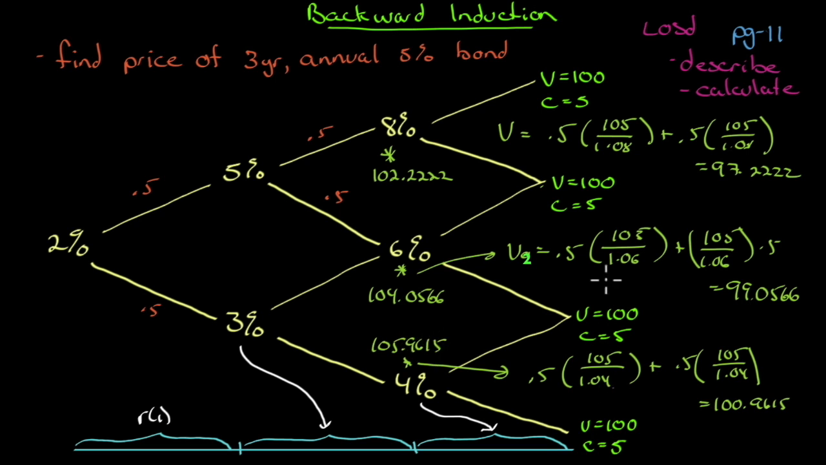105.9615. These last ones are really straightforward to do. In fact, you only have to figure out 100 over 1.08 and bring that back, because the next one's exactly the same. So why do 2 calculations and then divide it by 2? Whenever you're at the end of a tree, all you have to do is just, okay, for the 8%, just do one calculation. Bring 105 back at 8%, add the payment, bring 105 back at 6%, add the payment, bring 105 back at 4%, add the payment. But you cannot do that here.